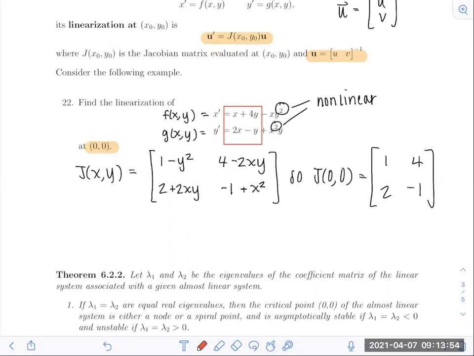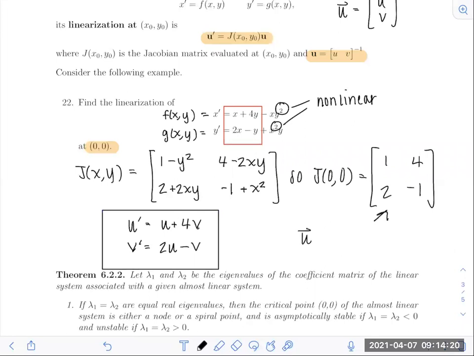And so now let's go ahead and write out the system. We started with the given nonlinear system, and the linearization is now u prime equals u plus 4v, and v prime equals 2u minus v. So all I'm doing at this point is using this Jacobian and looking at this as u prime equals the Jacobian times u, and I'm just writing it out in its scalar notation. All right, so that's just an example of how to find a linearization of an almost linear system.